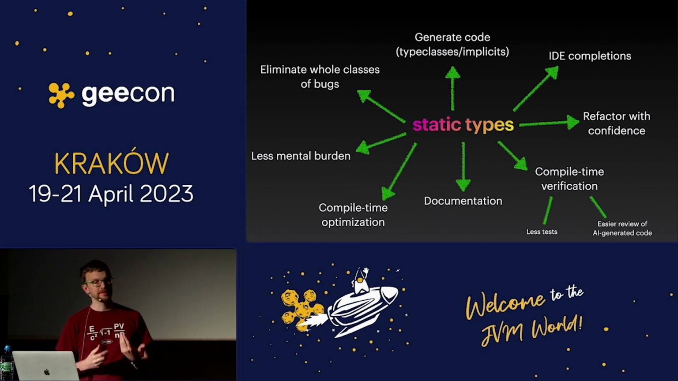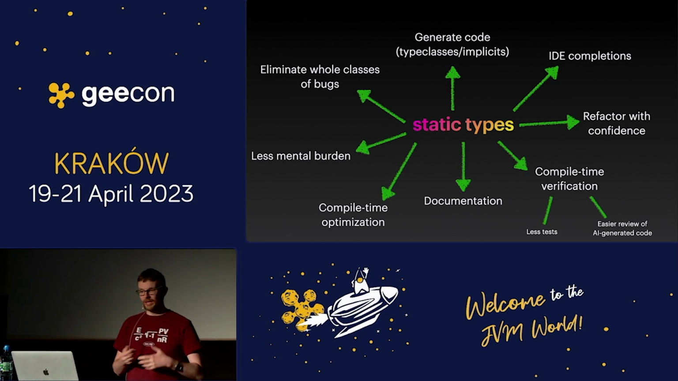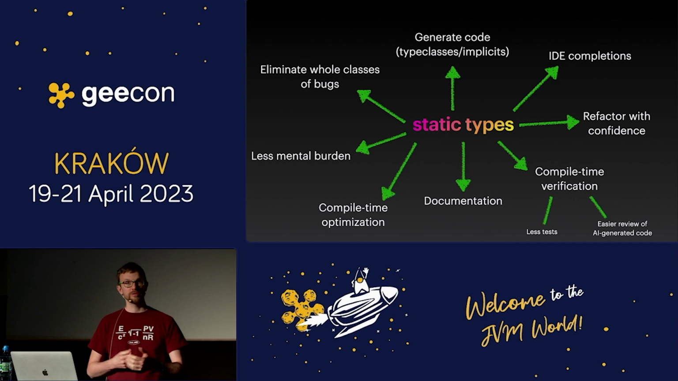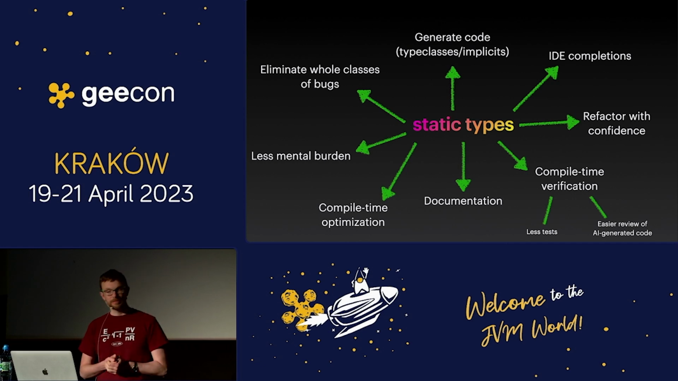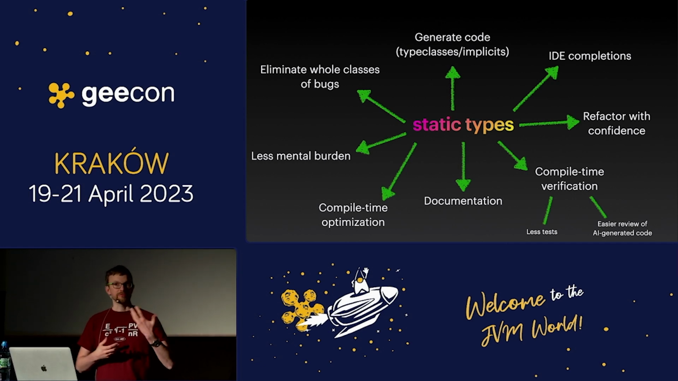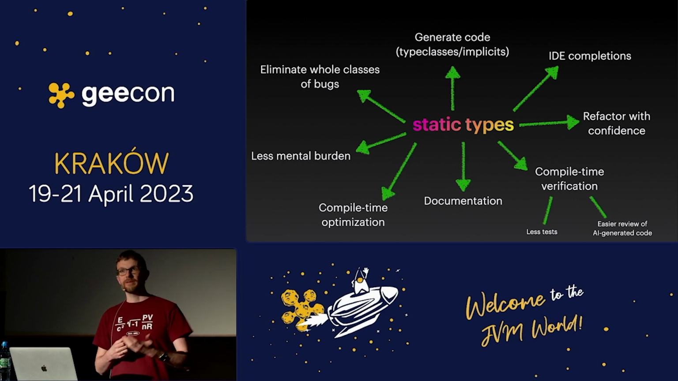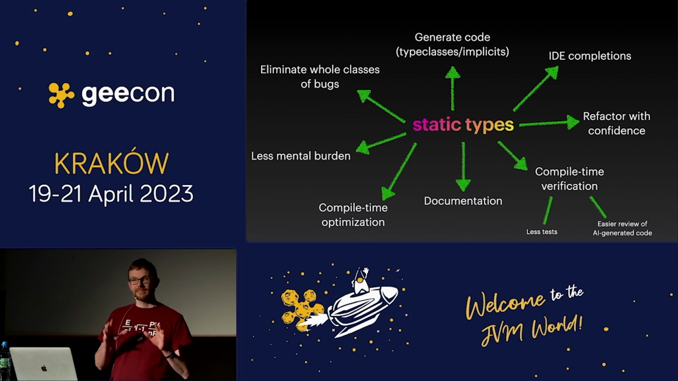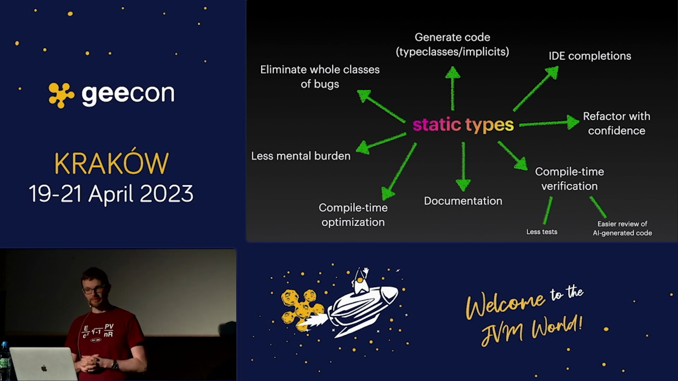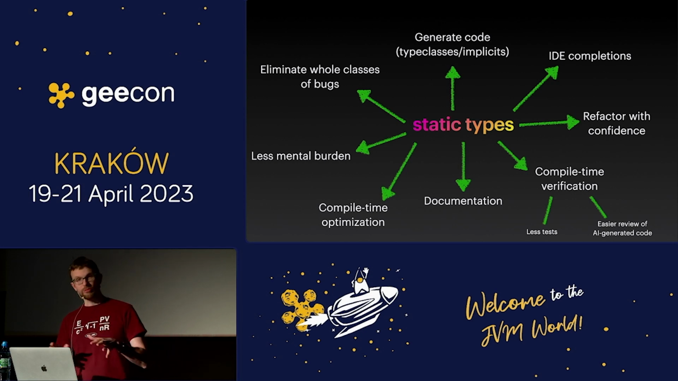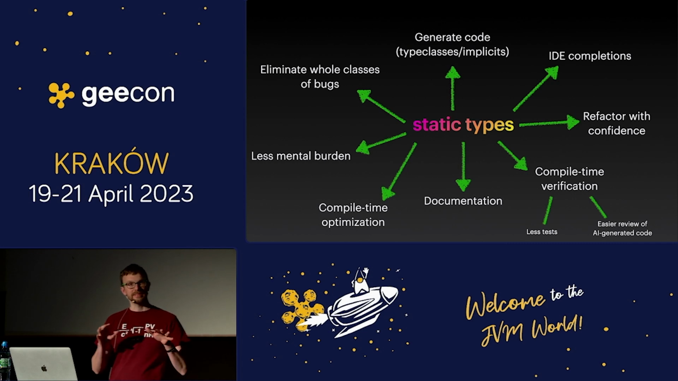And static types are beneficial for a number of reasons, right? You might like them solely for documentation purposes. It's easier to read the code. It's easier to explore the code. You might get some IDE completions. You might refactor with more confidence because the compiler will actually verify for you that the refactoring was successful, at least to some degree. You get compile time verification that the code you wrote actually makes at least a little bit of sense.